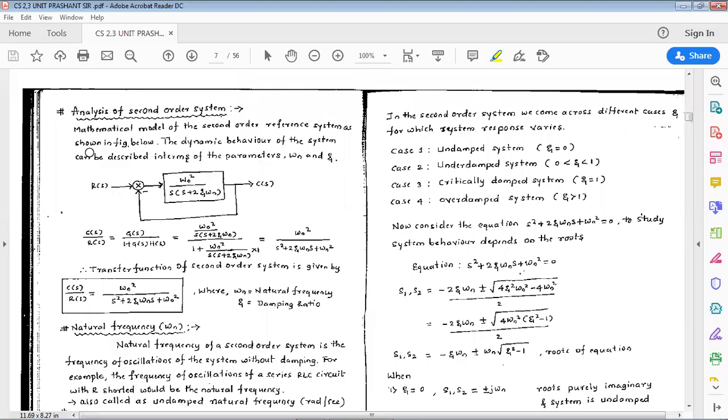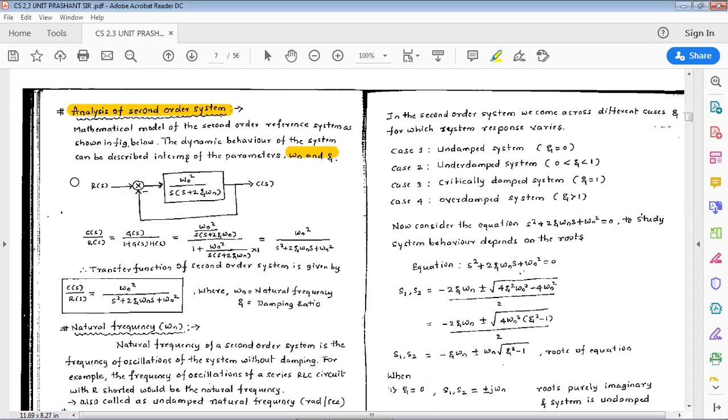So students, the last class we discussed first order analysis of a system with the time domain specifications. Now today we'll start with the analysis of second order system. The mathematical model of a second order system is shown in the figure below. The dynamic behavior of a system can be described in terms of parameters omega n and zeta. Omega n is the natural frequency, zeta is the damping ratio. We'll discuss these points later.